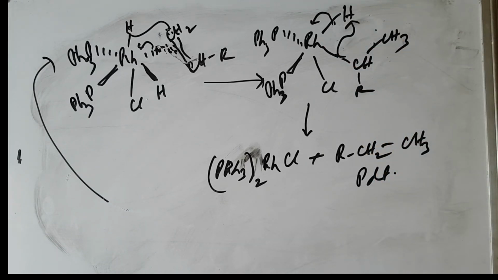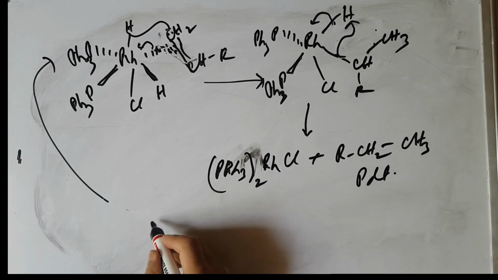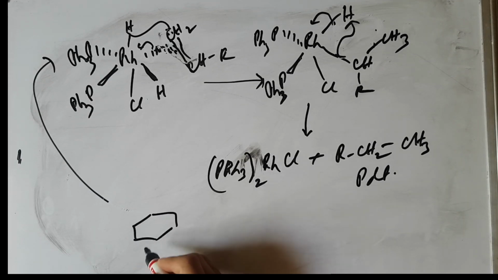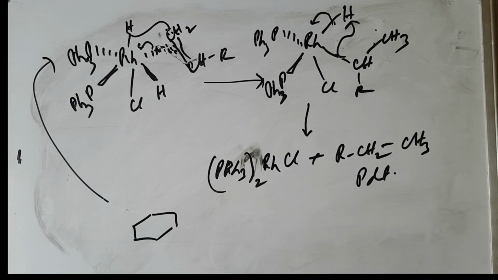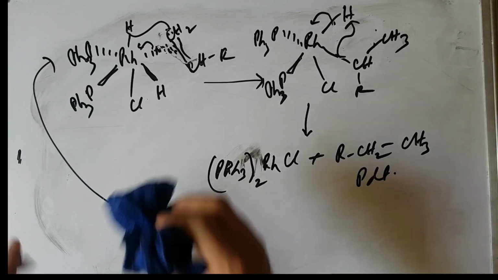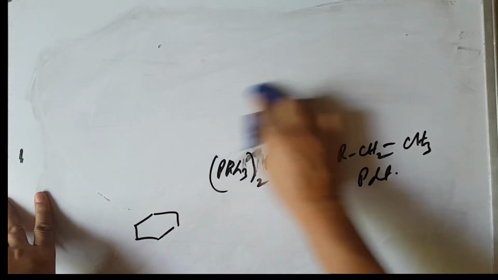So what I want to say is that homogeneous catalysts are mostly used for catalytic hydrogenation of olefinic compounds. There are many examples, and this is widely used. I'm giving some examples, and then let's finish the chapter.